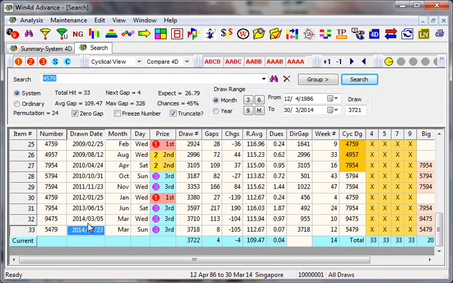So you can see for yourself that there are also System 4D numbers that appear top prize twice. Meaning to say that we do have to take note of this, that numbers do appear top prize in the same manner twice, more than once. All these are very important information because we do need to know all this.